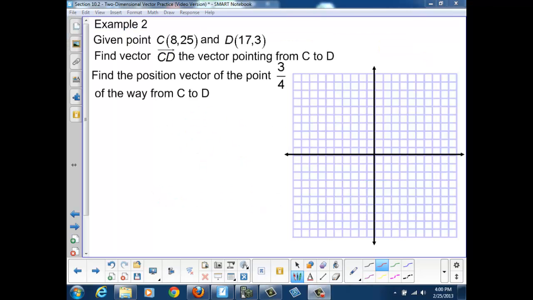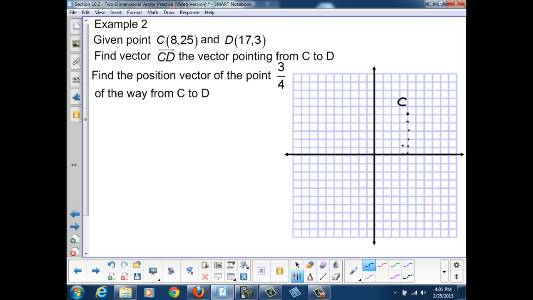Here's another example. Given the points C (8, 25) and D (17, 3), find the vector CD, the vector pointing from C to D. Well, let's plot those two points to start with. Let's take our x values to be by 2's and our y values to be by 5's. So 2, 4, 6, 8, and 5, 10, 15, 20, 25.